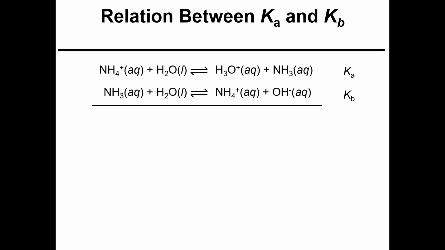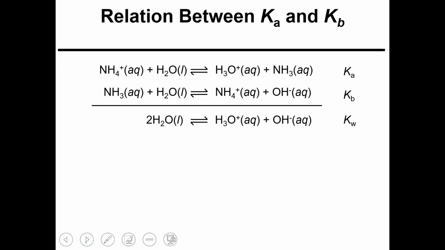So if we have the conjugate acid of ammonia, we can write an expression for Ka, and if we have ammonia, we can write an expression for Kb. Well, if you add these two equations together, the NH4 positive cancels with NH4 positive, and NH3 cancels with NH3. So we have two water molecules form H3O+ and OH negative. Well, H3O+ times OH negative is the definition of Kw.